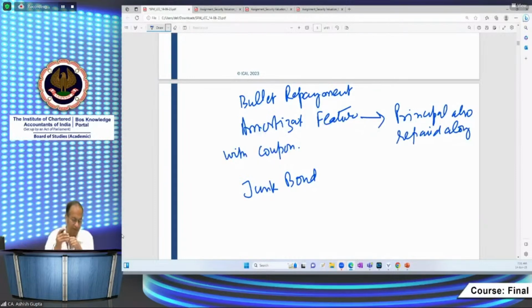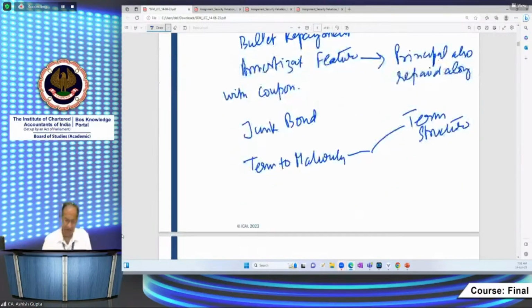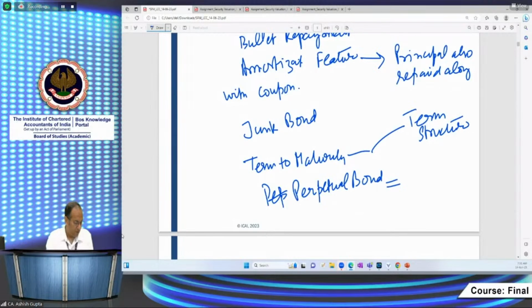Then terms to maturity. When we talk about the terms to maturity, here the term structure comes in, like what a yield curve is. Next category is, like we discussed, the perpetual bond. Perpetual bond means normally they are never redeemable. So if you recall in your intermediate, normally we used to calculate the formula KD. So this is a kind of irredeemable.